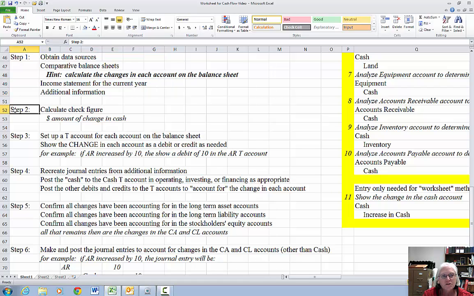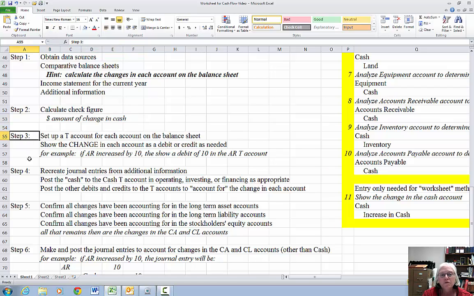Alright, the second thing you're going to do is calculate your check figure. So you have your answer before you ever start. And that's the dollar amount of change in the cash account. So what did it do from the beginning balance sheet to the ending balance sheet? That's your answer and your check figure.